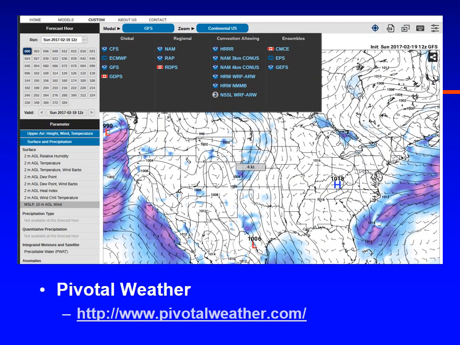Pivotal Weather is another great site for weather information. They plot several models out there, including the HRRR, the RAP, the GFS, as we talked about. But they also have Canadian models, and they also have European models. And they have different types of ways to display the information, to loop the information, and compare it to other models. Really good site.